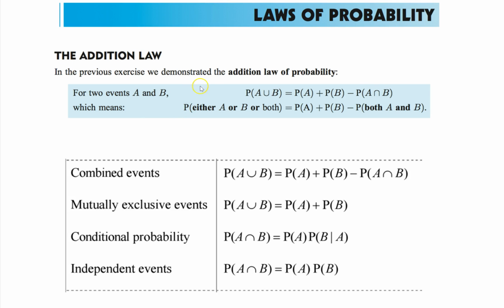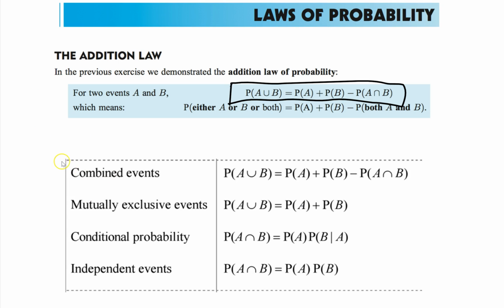This law is probably the most important one because you can use it all the time. It's in your formula sheet. Right here's a little section from your formula sheet, Combined Events, that's what they call it in the formula sheet. We're going to learn about mutually exclusive events, conditional probability, which is probably your least favorite, and independent events.